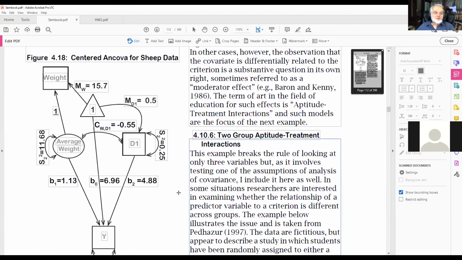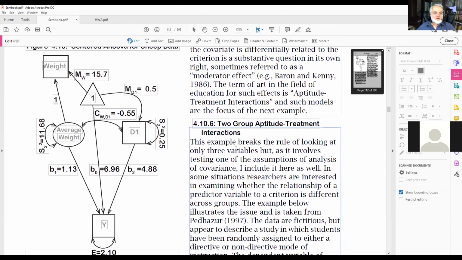Let's stop here because we're at time. My objectives for the next time are to finish this part, to talk with you about aptitude treatment interactions. That is, what happens when the slope of the regression line is different for one group than another.